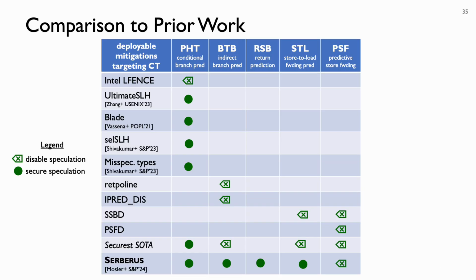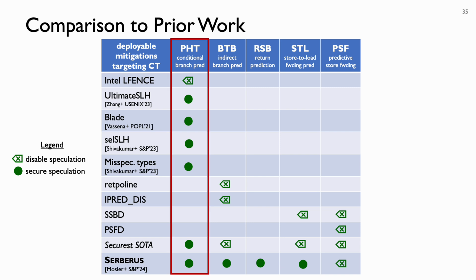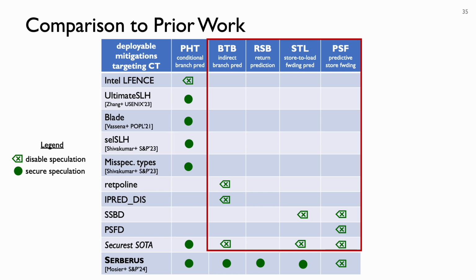Okay, so here is a qualitative comparison of Serberus to prior work, specifically prior work that targets constant time code and is deployable on existing hardware. So first off, all but one mitigation targets only a single speculation primitive. In fact, most of these mitigations only target conditional branch prediction, aka PHT. Also, all proposed mitigations for speculation primitives other than PHT just disable the speculation rather than secure it. That's signified with this delete symbol.